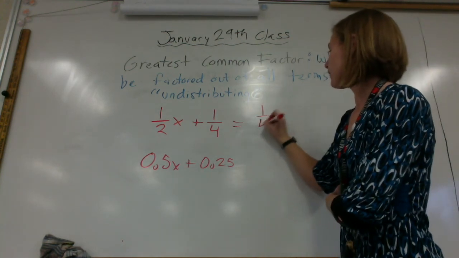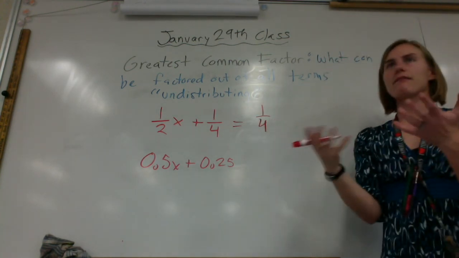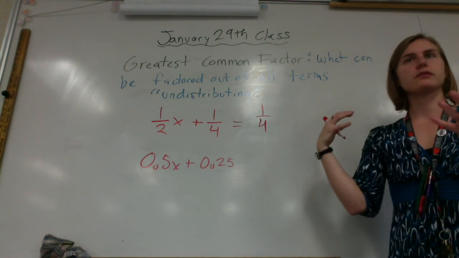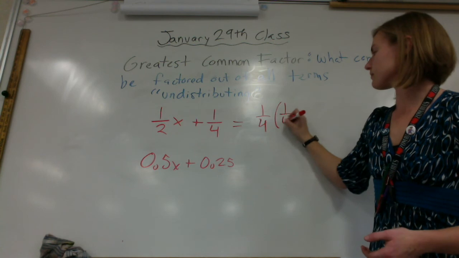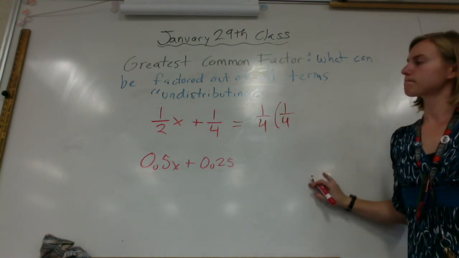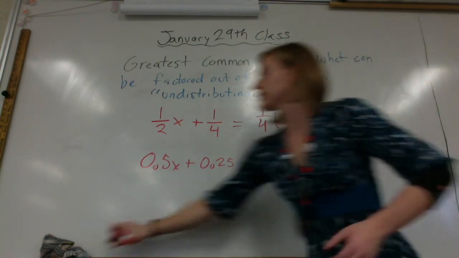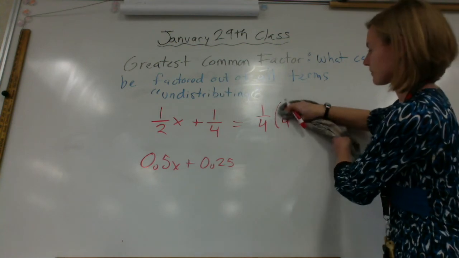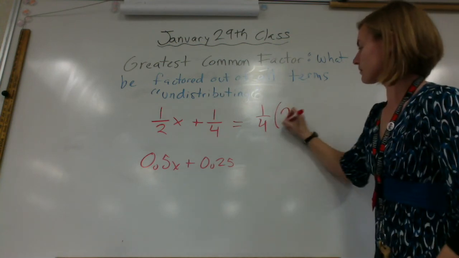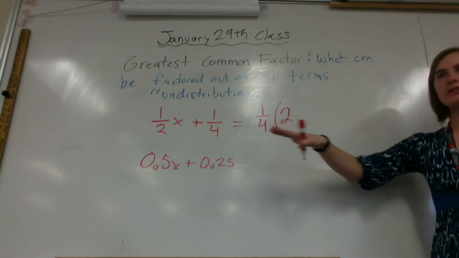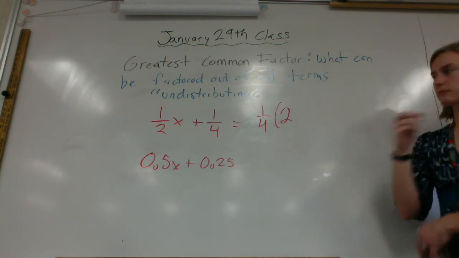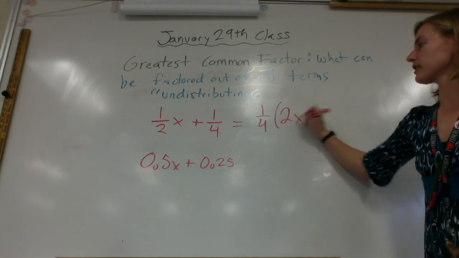So if I take out a fourth, if I have a half and I take away a fourth, how much do I have left? A fourth. Is that right? No, you have to make it 2. Oh, I have to make it 2. Does that seem right? Because if I do 1/4 times 2, am I going to get to a half? Yeah. Okay. So always recheck yourself.